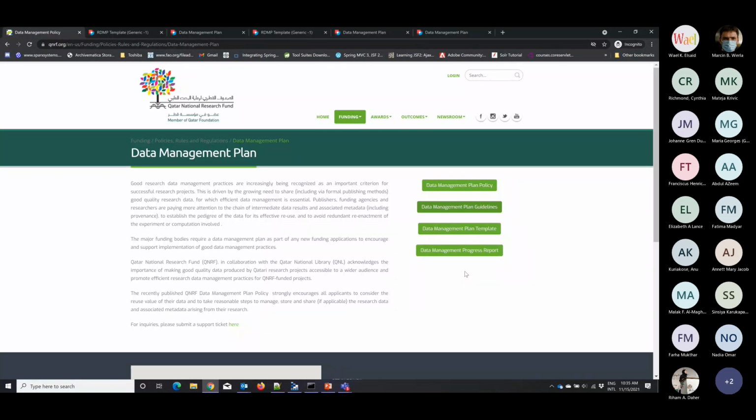And then later on, you will need to use this template, the data management progress report, to provide a report on the progress that you will have made on the plans that you had submitted during the pre-fund stage. And to help you with all of that, QNRF have produced these guidelines in collaboration with QNL, which is an assortment of all the best practices related to research data management that you can find if you rummage through the web.